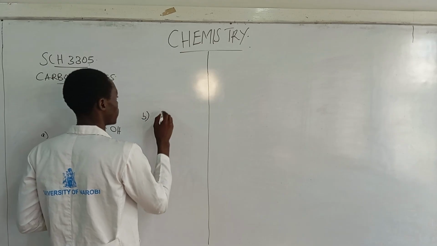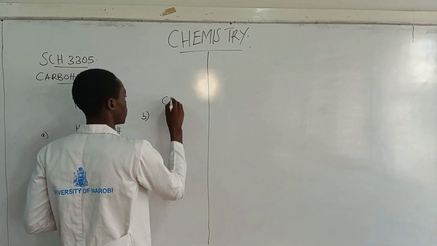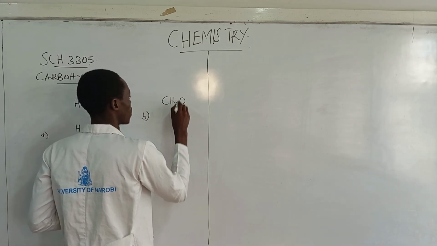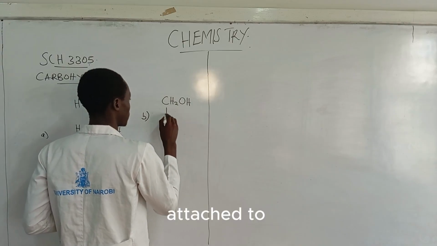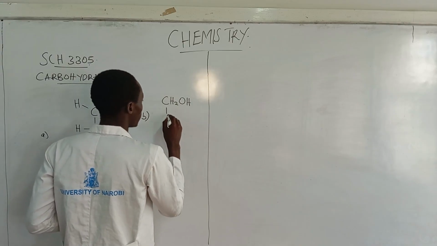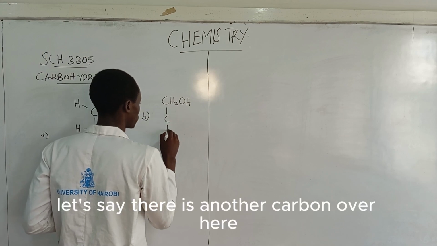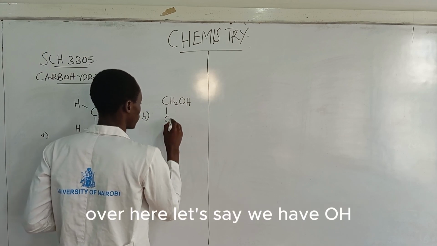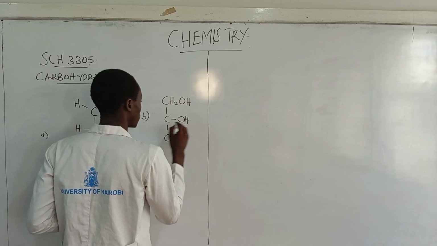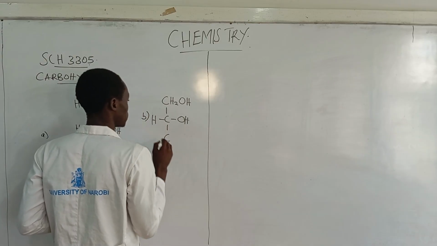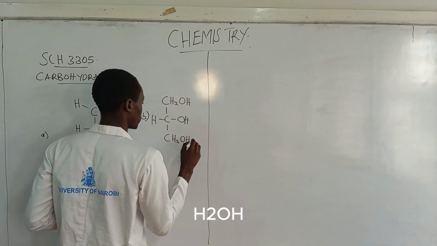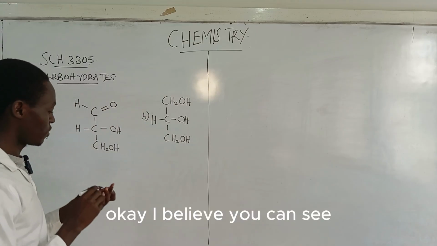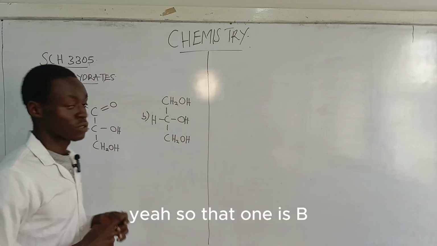Let's check on B. For B, let's say we have CH2OH attached to another carbon over here. Over here we have OH, and over here we have the H. And over here now we have CH2OH. I believe you can see. So that one is B.